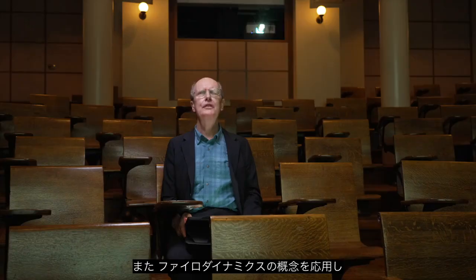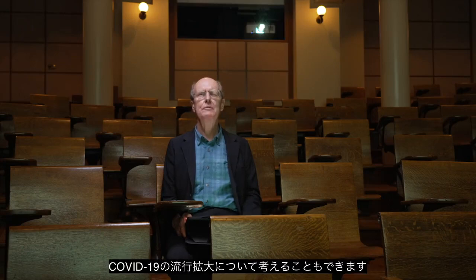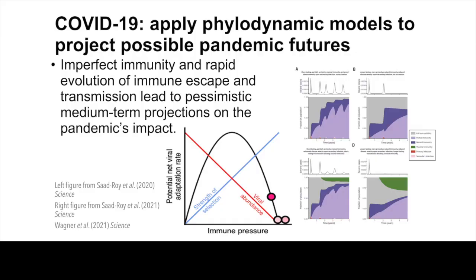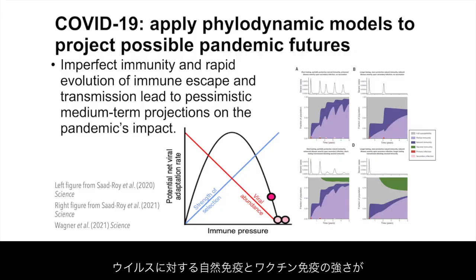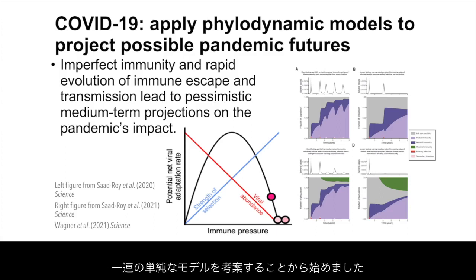We can also apply phylogenetic ideas to look at epidemic spread of a disease with which we have all become very familiar over the last few years, COVID-19. We began early in the pandemic by developing a series of simple models to project how the strength of natural and vaccine immunity to the virus might affect the medium-term dynamics of the epidemic. We showed that imperfect immunity would lead to much more pessimistic outcomes, though effective vaccines would mitigate these impacts somewhat. As we now all know, this has largely come to pass.